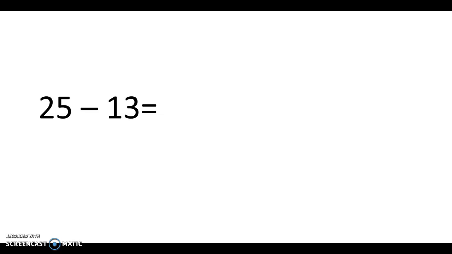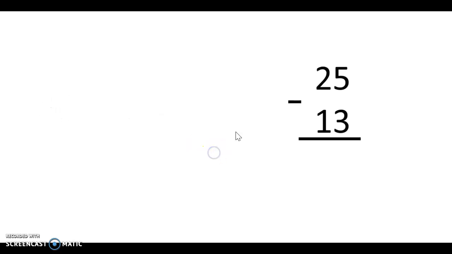So our first problem we have is 25 minus 13. Right now we have it written horizontally. So the first thing we're going to do is set our equation up vertically. So we have 25 minus 13. I've put my number with the largest value on top and my number with the least value on the bottom.